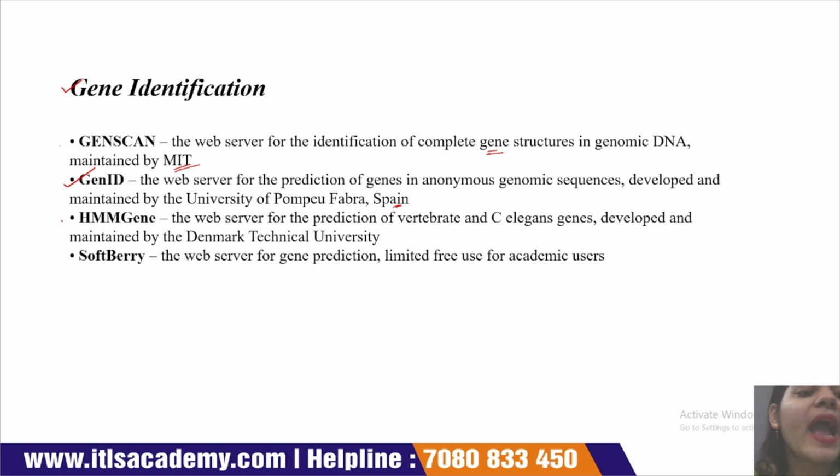Next is the HMM gene, the web service for prediction of vertebrate and C. elegans genes, developed and maintained by the Technical University of Denmark. Next is a software, the web service for gene prediction, with limited free use for academic users. Okay, these are the gene identification tools. First is GenScan, next GenID, next HMM gene, and then software.